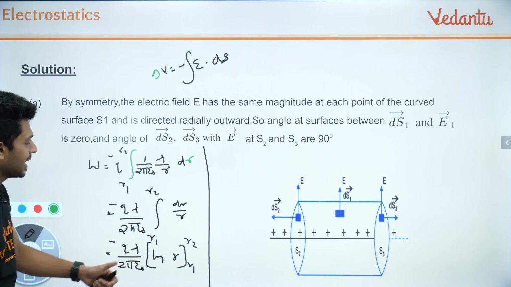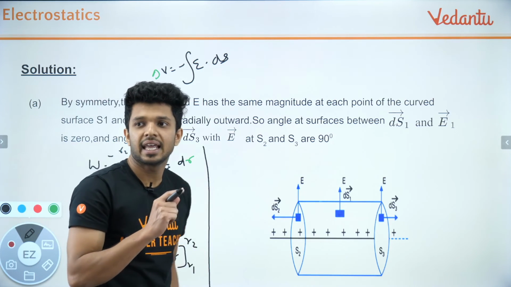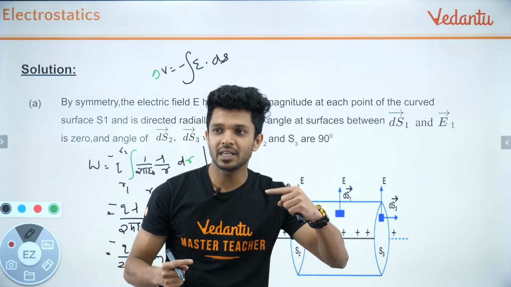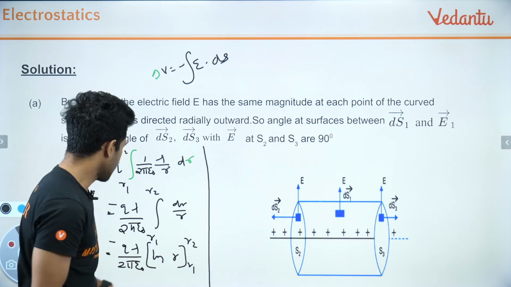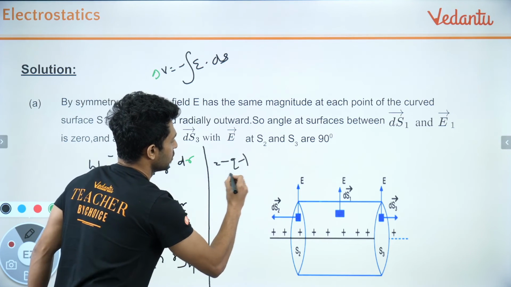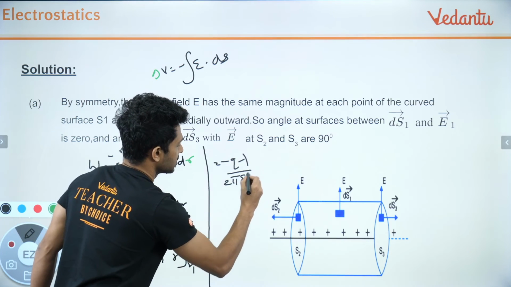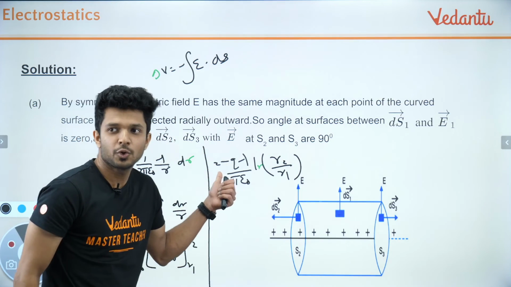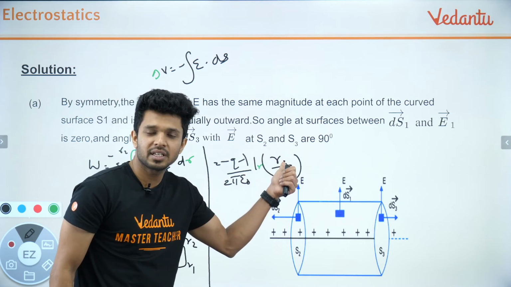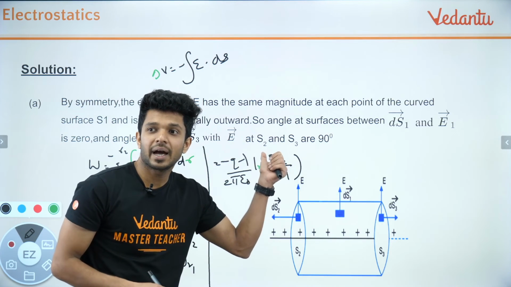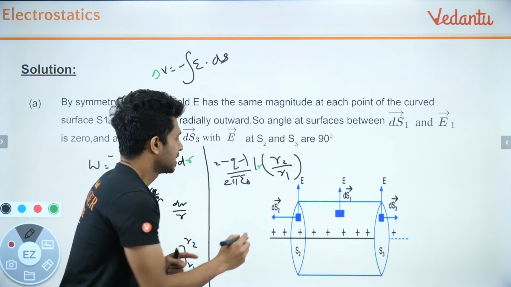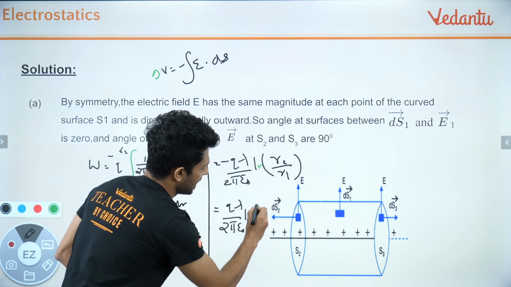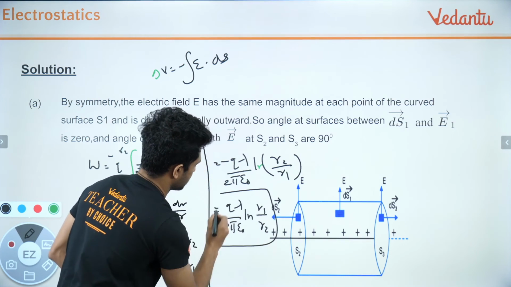Look, then what do you have? ln r2 minus ln r1. Log a minus log b is equal to log a by b. So it will come as ln r2 by r1. So it is minus q lambda by 2 pi epsilon 0 ln r2 by r1. If you apply negative of ln a by b is equal to positive of ln b by a. I hope you know that also, right? So this is equal to q lambda by 2 pi epsilon 0 ln r1 by r2.